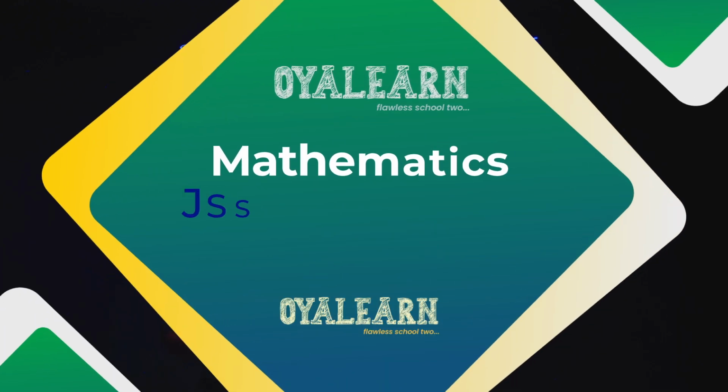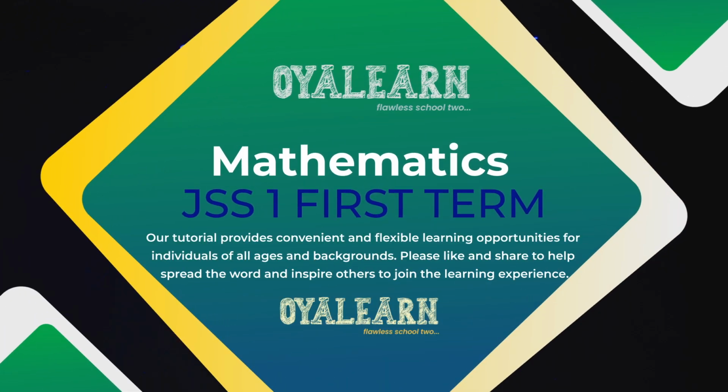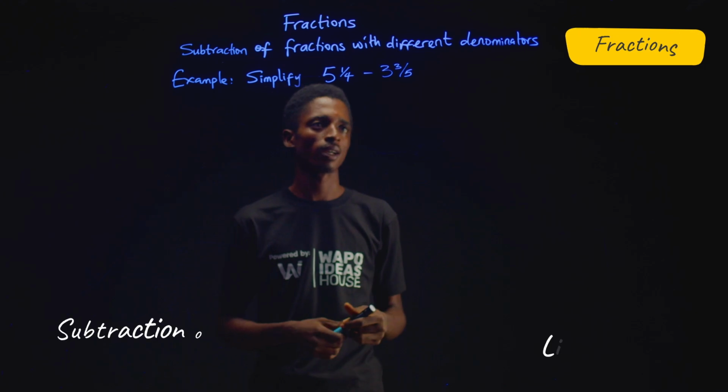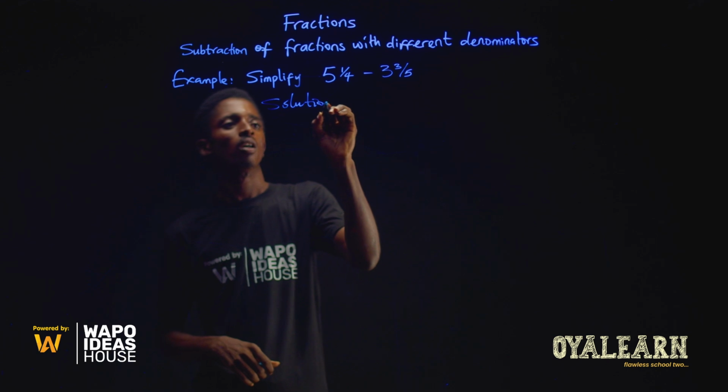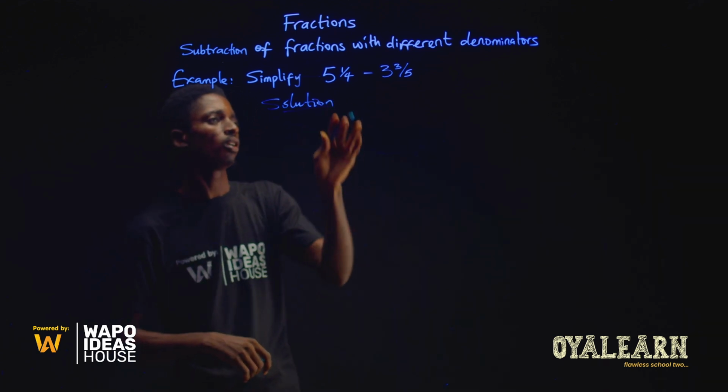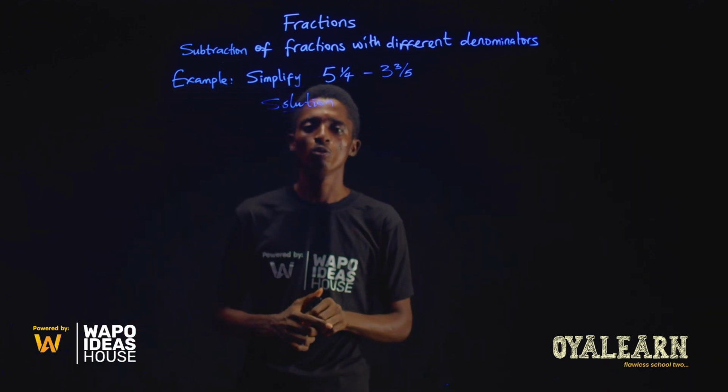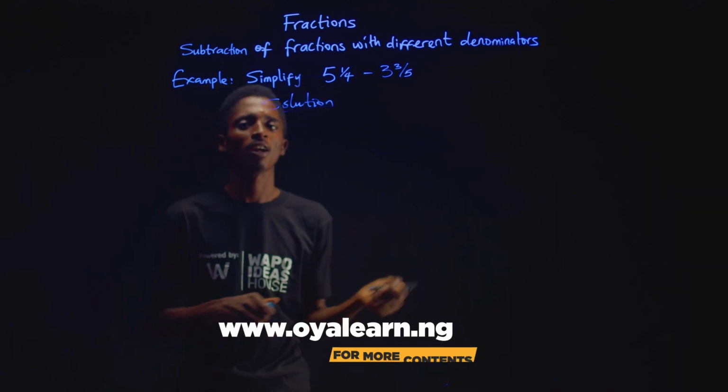Now let's simplify 5 whole number 1 over 4 minus 3 whole number 3 over 5. Solution. The first thing you want to do is bring these mixed fractions to become improper fractions.